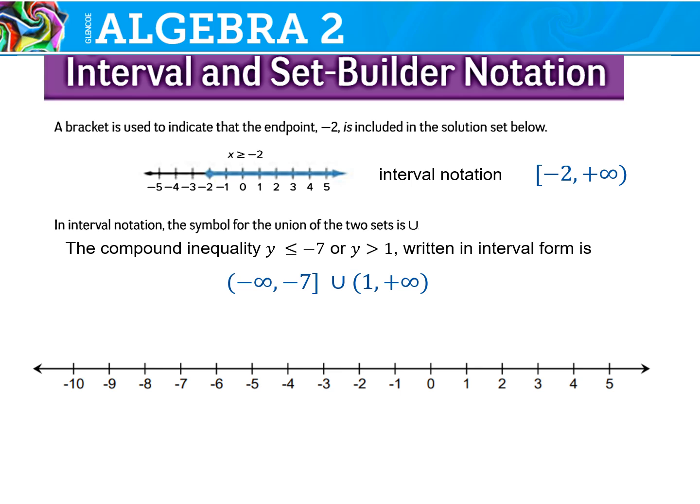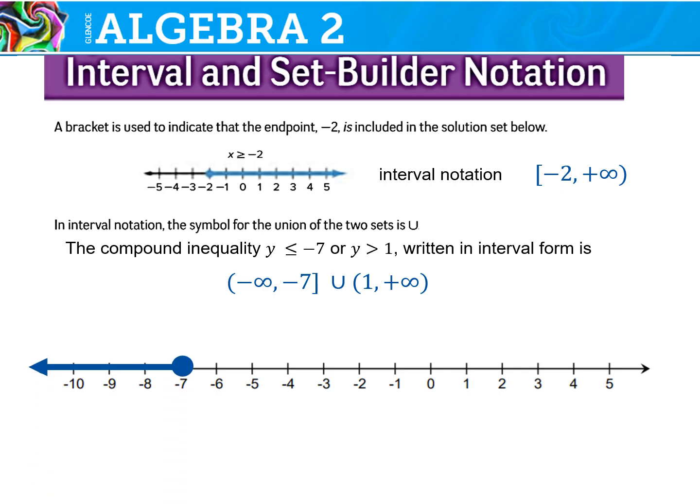In interval notation, the symbol for the union of two sets looks like that. It's a mathematical symbol. It's not a U. The compound inequality of y is less than or equal to negative 7 or y is greater than 1, written in interval form, is: we have negative infinity, comma, negative 7, but we have a bracket because the negative 7 is included. And then we have the union sign. 1 is not included, so there's a parenthesis, but we keep going to the right to positive infinity.